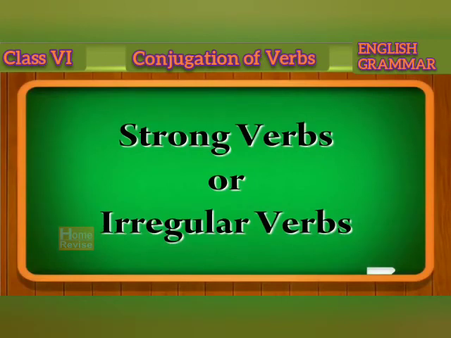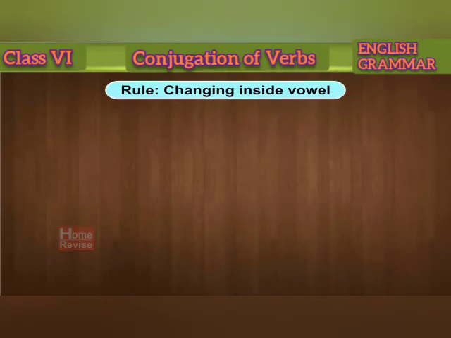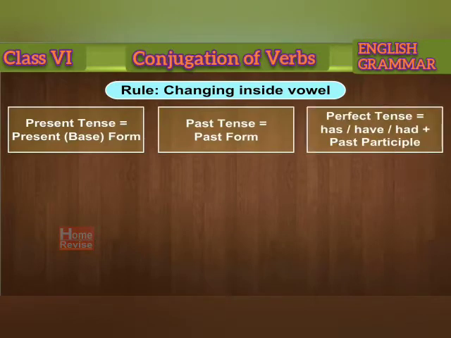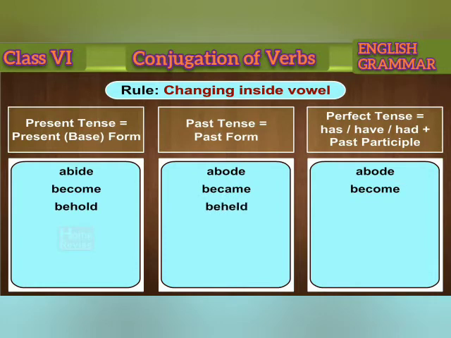Strong verbs or irregular verbs. Rule: changing inside vowel. Present base form, past, past participle. Abide, abode, abode. We have changed the inside vowel I to O. Become, became, become. Behold, beheld, beheld.